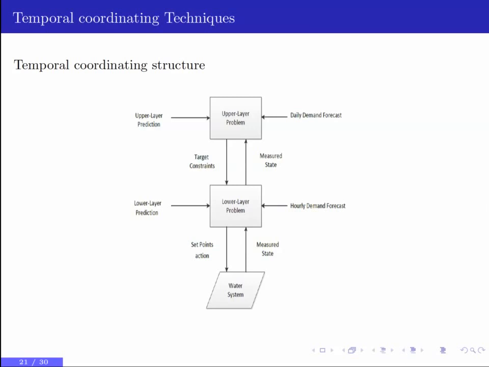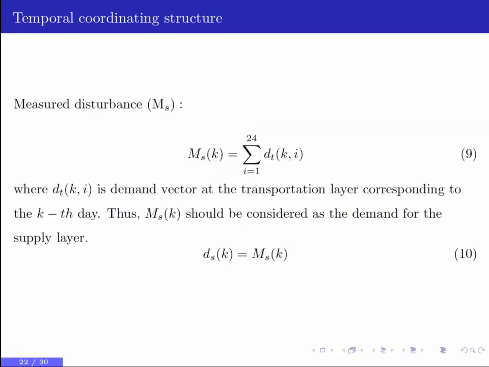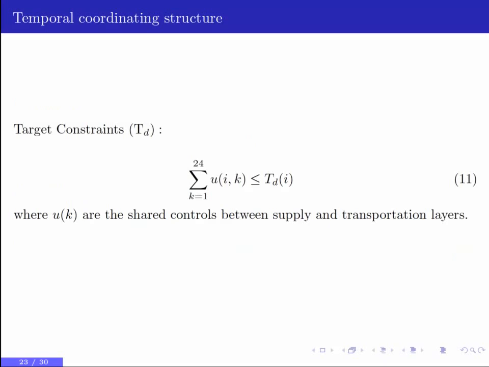Up to now, both MPC controllers of the supply and transportation layers are still working separately. In order to generate control strategies for the two different layers, a temporal coordinating mechanism is provided. This is a temporal coordinating structure. And two variables are needed for communicating between the two layers. They are mirror disturbance and target constraints. Mirror disturbance handles aggregated demands of the transportation layer, and target constraint expresses management policies from the supply layer to the transportation layer in the form of control constraint.